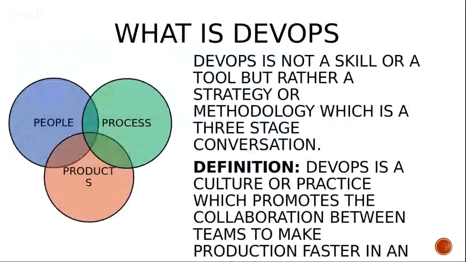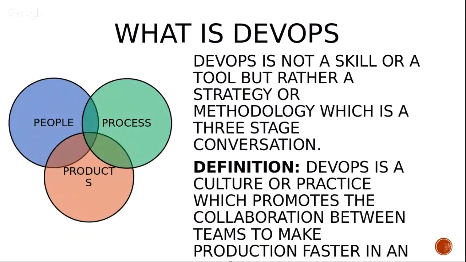DevOps is like an upgrade from the Agile model, not the waterfall model rather. So it's an upgrade from the Agile model. Since the Agile model understands the client and the developers, and the clients understand themselves better, they just upgraded the sync between the developers and the operations team.